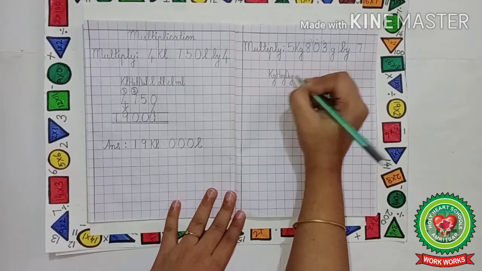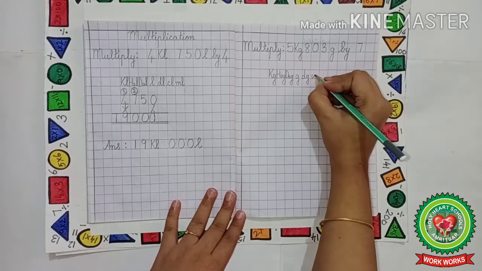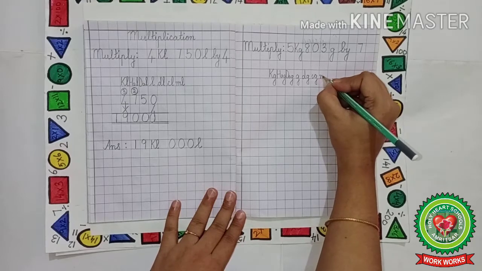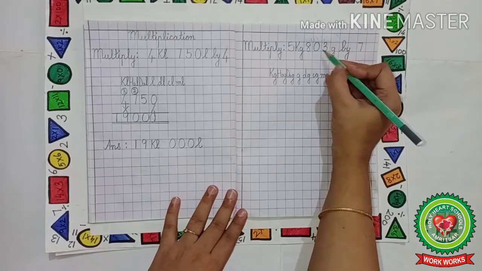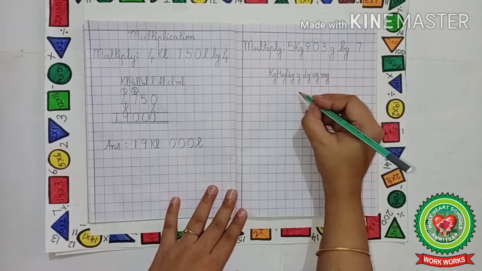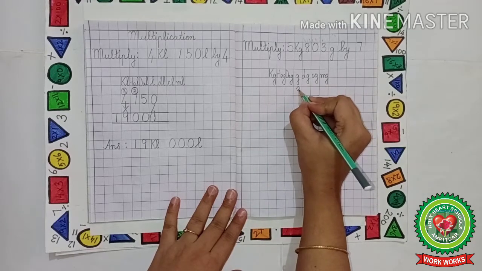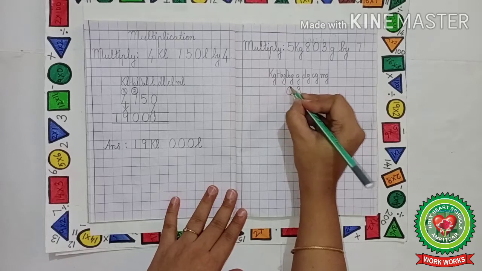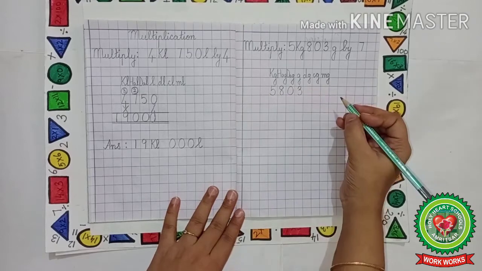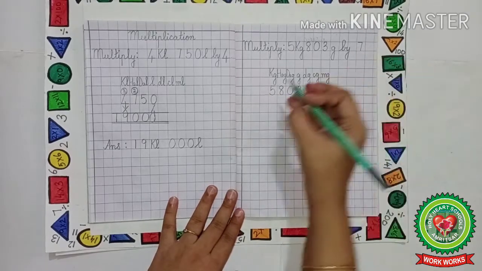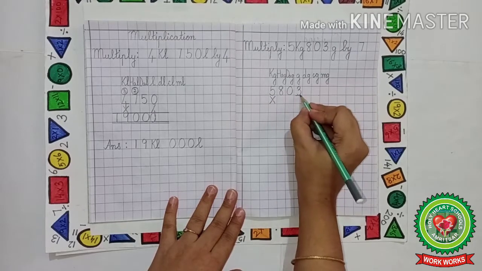decagram, gram, decigram, centigram, and then milligram. Now let us arrange the numbers. Now it is written 803 gram. That means we will start writing from the grams place but backwards. So under grams place 3, 0, 8 and then 5. Now we have to multiply it by 7. So under 5 we will put the multiplication sign and under 3 we will write 7.